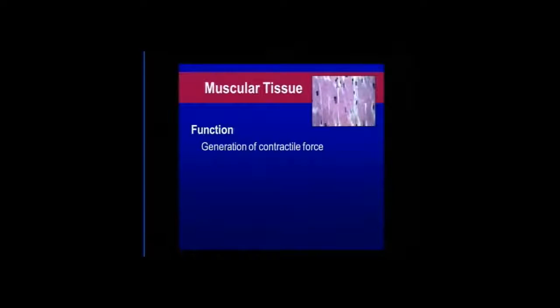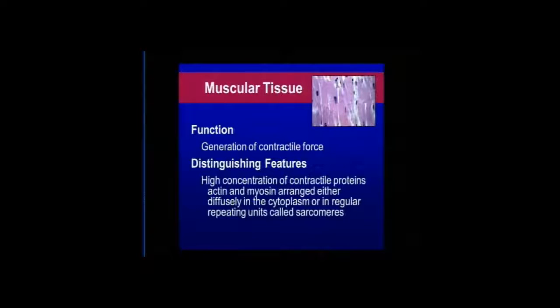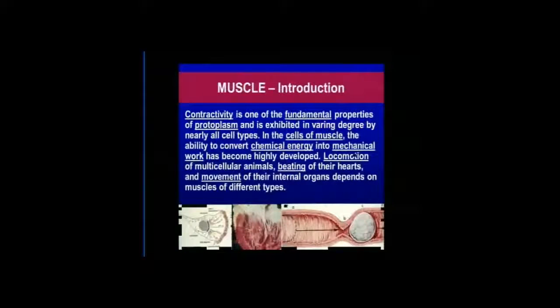And so if we move to muscle, muscle generates contractile force. That allows us to move, is what it does. It has a high concentration of contractile proteins, actin and myosin. They're arranged in a certain way that allows muscles to work very efficiently. In fact, contractility is a fundamental property of protoplasm. Remember I said protoplasm was living substance? And so a fundamental property is its ability to contract.